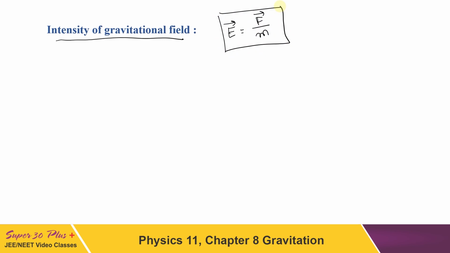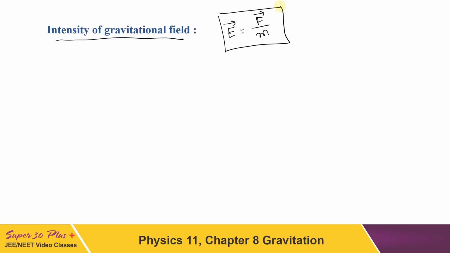Of course, it is the characteristic of a point in space if we are interested in getting the field at a certain point. Even if there is no mass to experience that field, the field will be there at the considered point. So field is not the characteristic of a body which is experiencing the field, it is a characteristic of the point at which we are calculating the field.